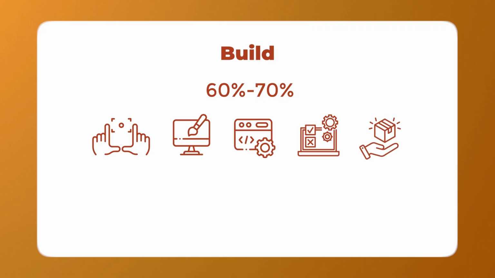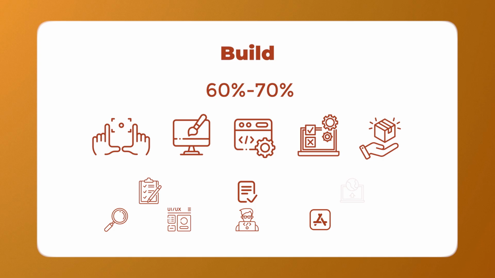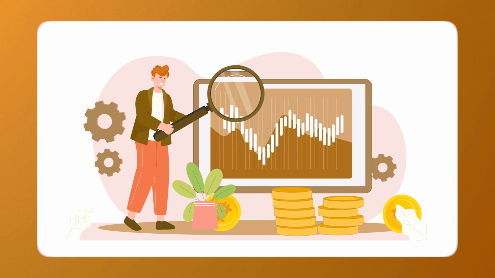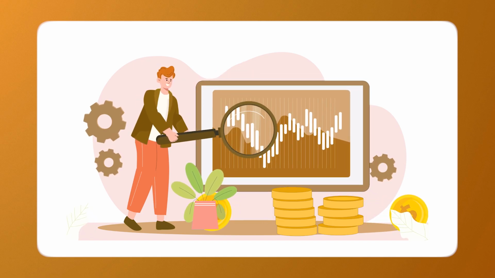It includes discovery sessions and planning workshops, UX and UI design, front-end and back-end development, QA testing, App Store submission and deployment, as well as project management. Pro tip, avoid overspending here by focusing on an MVP scope. Keep nice-to-have features on a roadmap, which you can eventually tackle later on.